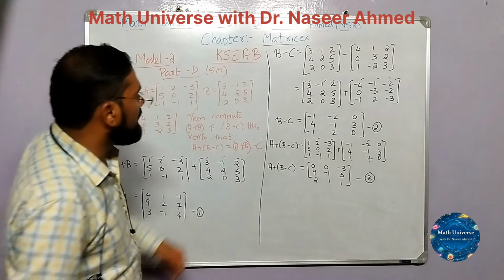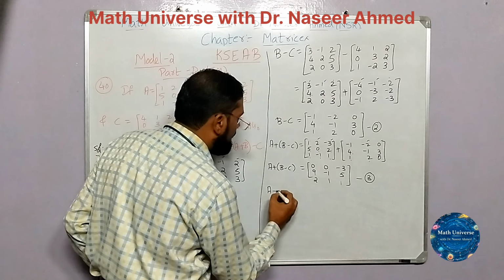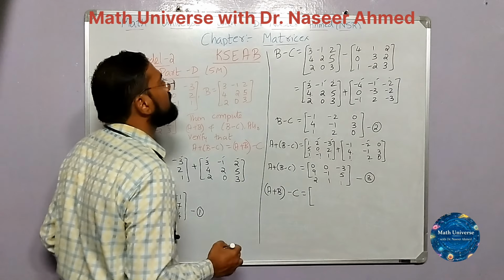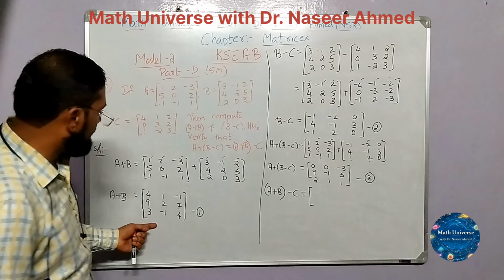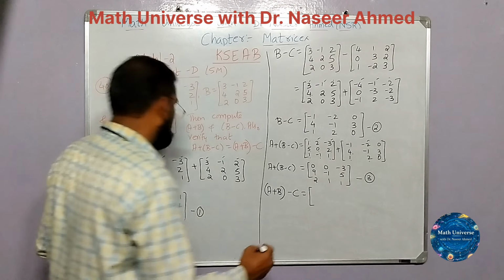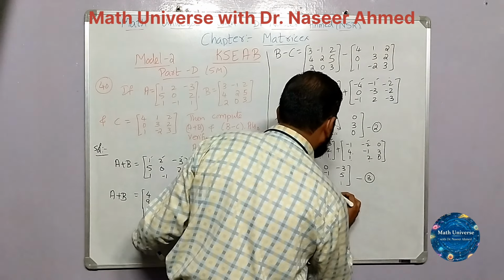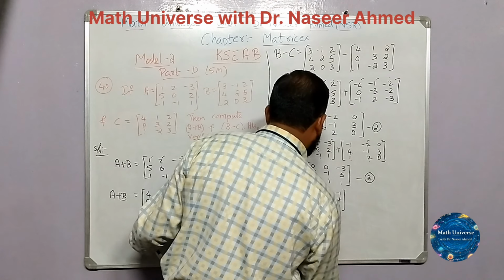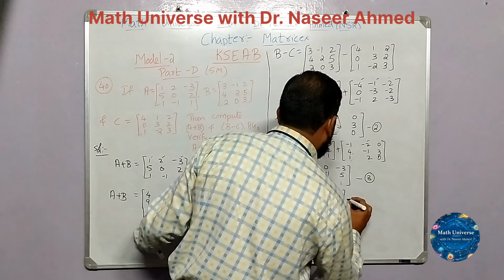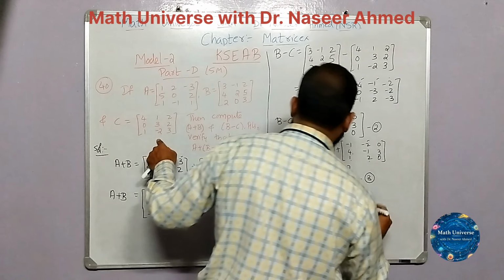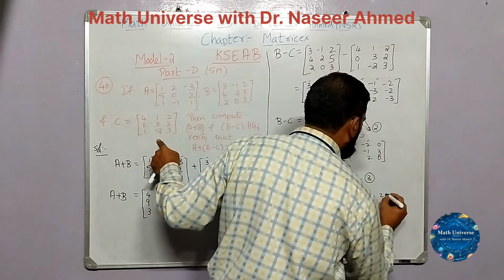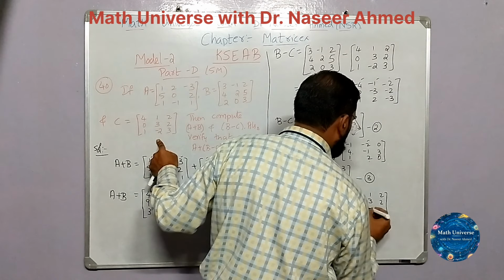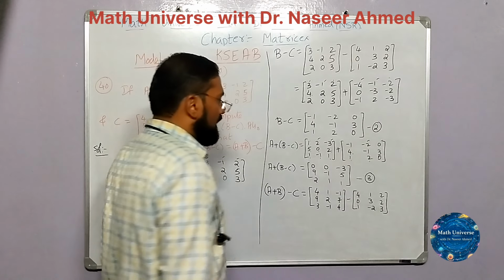Now I want A plus B minus C. Let us get that also. What is A plus B? Let us get it. Already we have got it actually. Yeah, here it is. I'm just going to copy this. That is 4, 1, minus 1, followed by 9, 2, 7, lastly 3, minus 1, 4. Minus matrix C. It is here. 4, 1, 2, 0, 3, 2, 1, minus 2, 3.